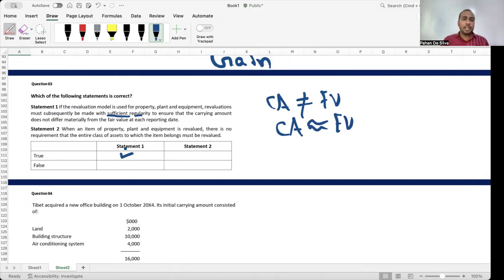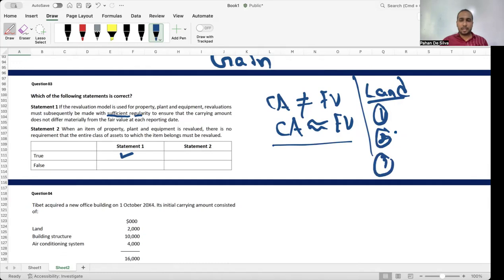The statement number two: when an item of property, plant, and equipment is revalued, there is no requirement that the entire class of asset to which item belongs must be revalued. What does this mean? I have explained what is meant by asset class. For example, if you take land, land is an asset class. Just assume you have three lands: land one, land two, and land three. If you decide to apply revaluation model for land, you should revalue all the lands together. You can't just revalue land one this year, and you can't just revalue land two after 2 years time. No, you can't do that.